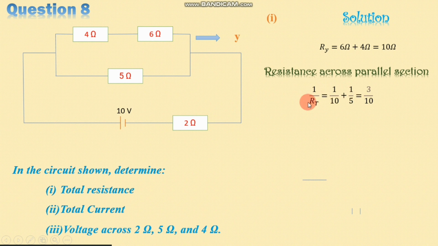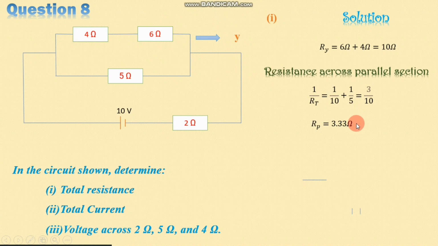And because it's the same, we factor it out. Then we remain with 1 divided by RT equals 1 divided by the total resistance of this one, which is 10 ohms, plus 1 divided by the parallel resistance, which is 5 ohms. We will get 3 divided by 10. And to get the total resistance, we find the reciprocal of this one. It is 1 divided by the value we get from here, and it will give us 3.33 ohms. Now 3.33 ohms is the resistance of this whole section, the series section and the parallel section.